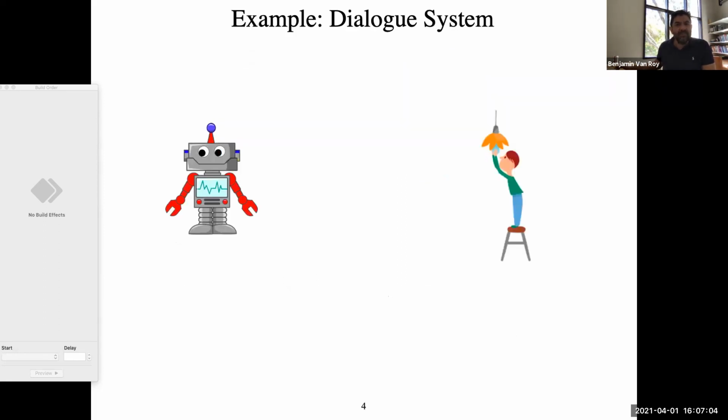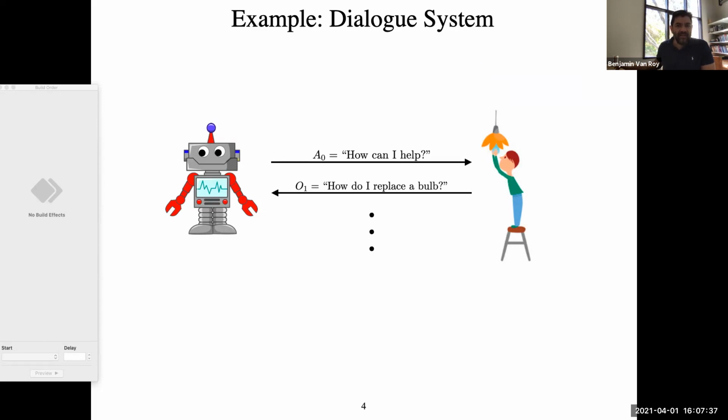Just to offer one example of the kind of interaction between agent and environment that one might imagine here, Satinder, who's in the audience, actually wrote a paper on this years ago. You could think of a dialogue system in these terms, where the agent first transmits a message to the environment, for example, how can I help? And the environment spits back a message, and such a conversation continues ad infinitum, perhaps with an agent designed to help users accomplish things.